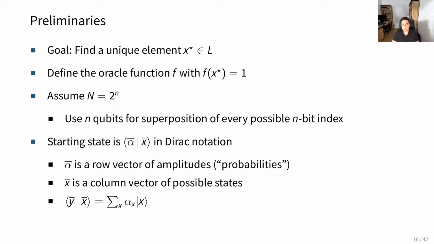And further, let us assume that we have some starting state, a weight vector and a state vector in Dirac notation, like the bra-ket. This alpha denotes the amplitudes. We will see now why I'm saying amplitudes. They're essentially related to probabilities. And x is a column vector of possible states, and just another way of writing this down is this: we have a sum of alpha x times some qubit x for each x. This is just a different way of writing it down. We did something similar for Schrödinger's cat.